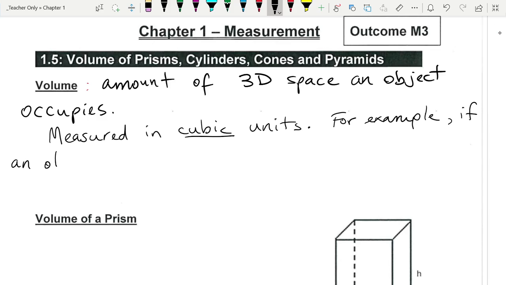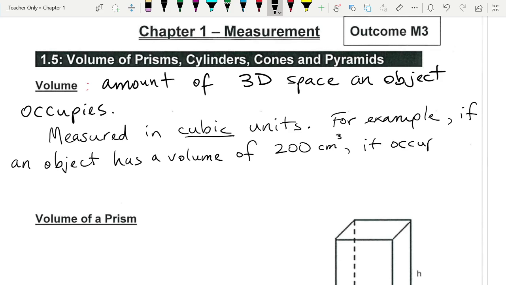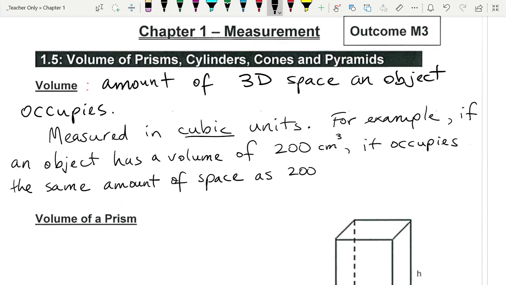So it's measured in cubic units, and I'll say, for example, if an object has a volume of 200 centimeters cubed, also called cubic centimeters, it occupies, that's a fancy word for it takes up, the same amount of space as 200 of these. And I'll show you what I meant by these.